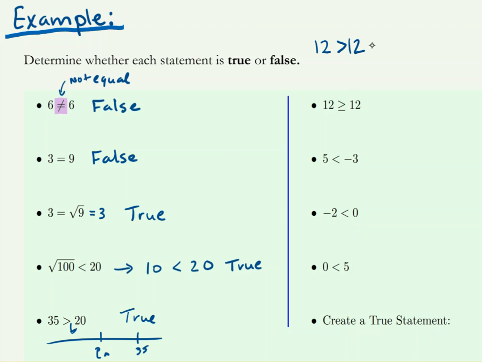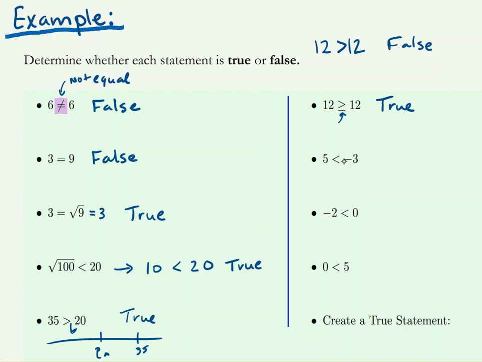Our first statement here, 12 is greater than 12, is actually false, because a number is not bigger than itself. It is exactly equal to itself. But our next statement, since it includes the "or equal to" line, leaves open the possibility that the two numbers could be equal. It doesn't have to be strictly greater. So this statement would be considered true.